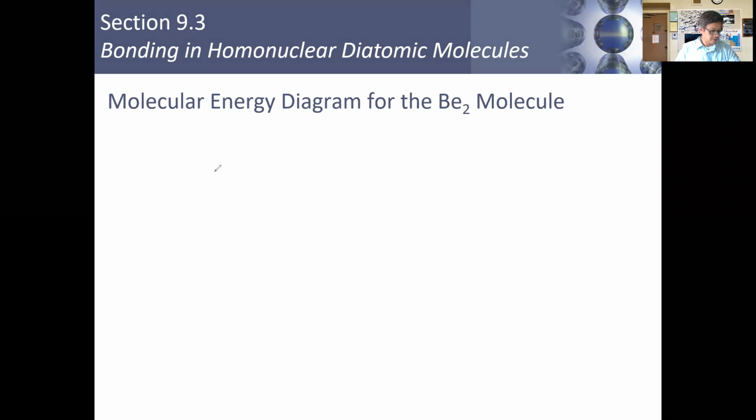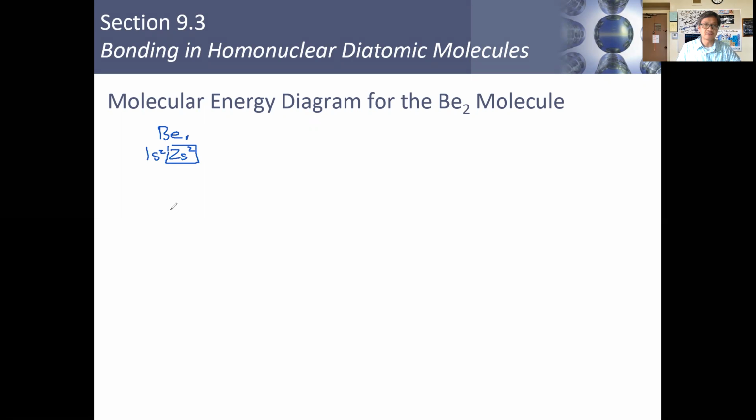So first of all, with beryllium, let's write out the electron configuration for each beryllium atom. For beryllium, we have the atomic electron configuration 1s2, 2s2. So we're dealing with 4 total electrons. But again, we're only going to look at these valence electrons right there. So we'll call this beryllium 1.